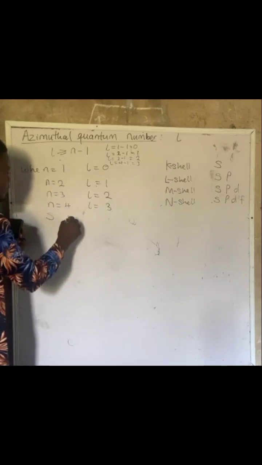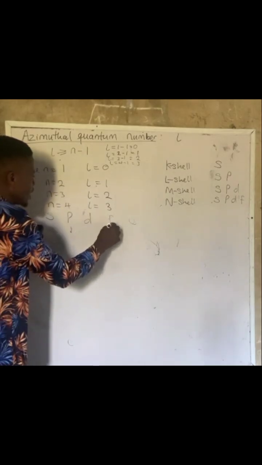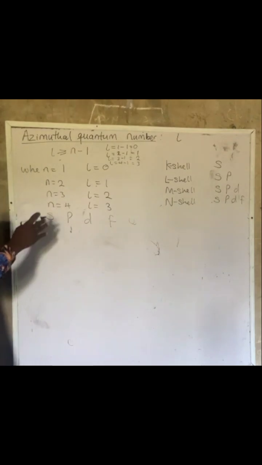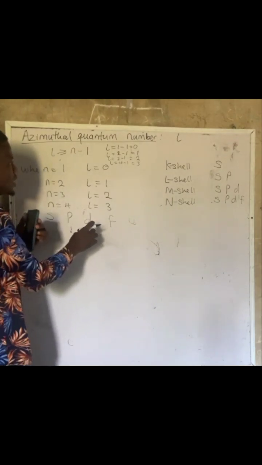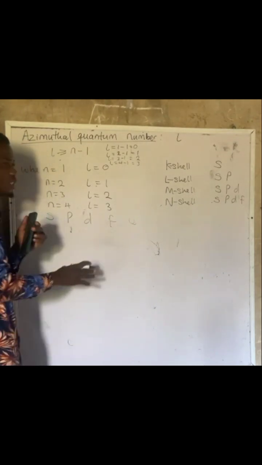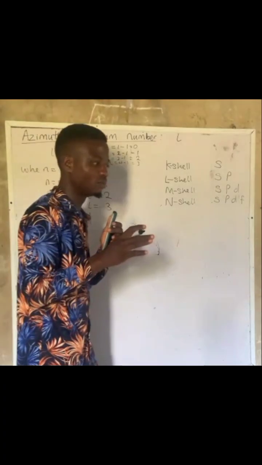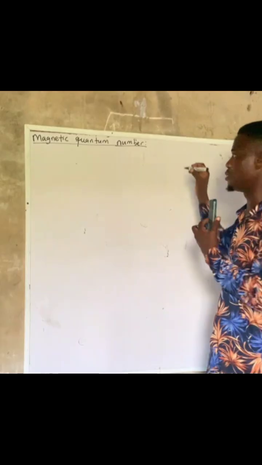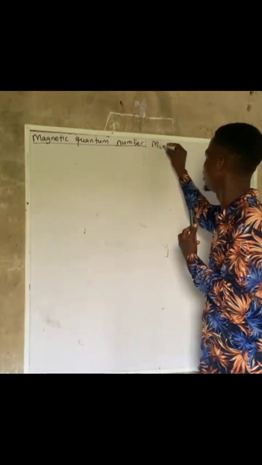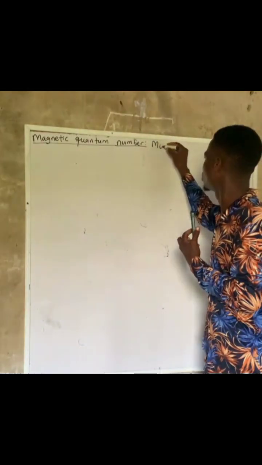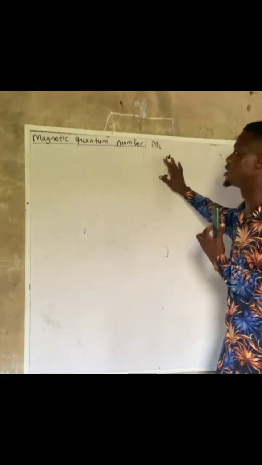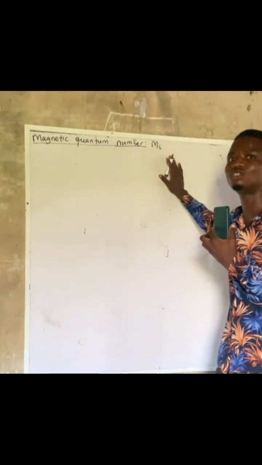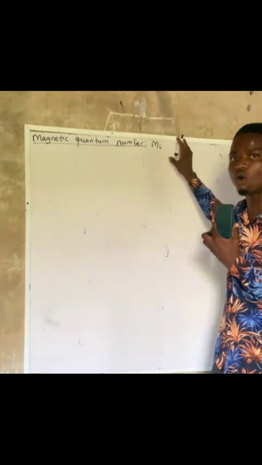S, P, D, and F. So that is the second quantum number. The third quantum number is the magnetic quantum number, denoted by m subscript L. This describes the orbital in the subshell.